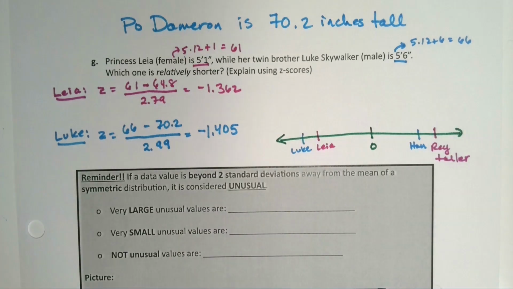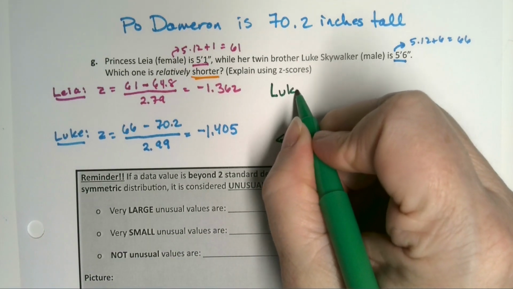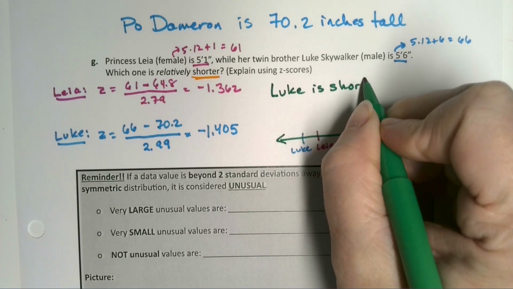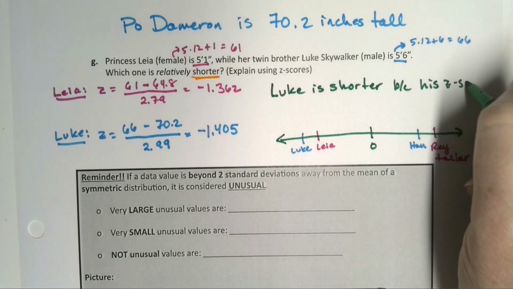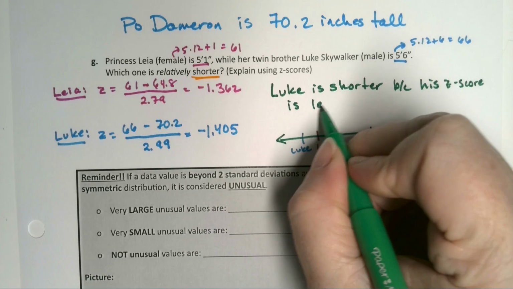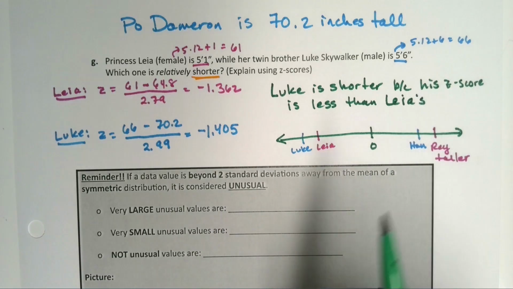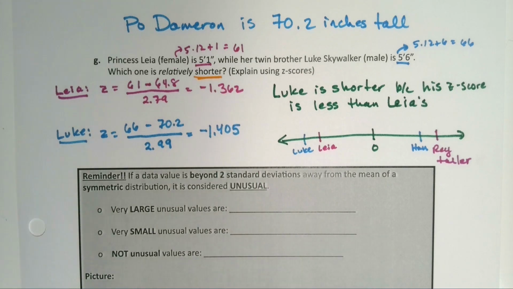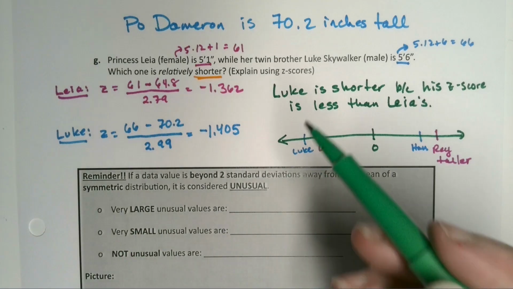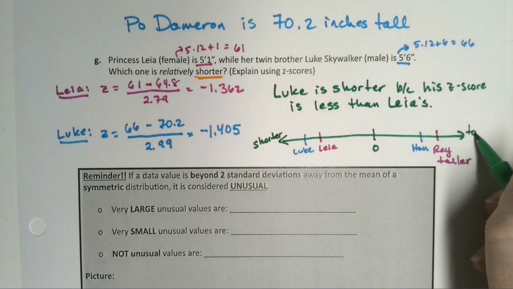So we'll say, better make sure we know that we're talking about shorter. So Luke is shorter because his z-score is less than Leia's. And again, he's actually taller than her if you stand them next to each other, but he is shorter in relation to all men than she is in relation to all women. And you can see it right here. Shorter is this direction, to the left. Taller is this direction.